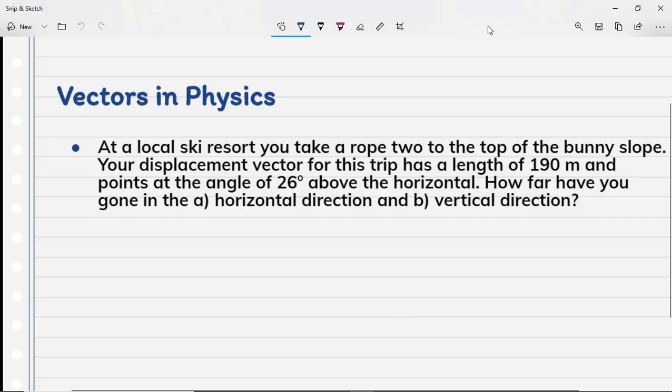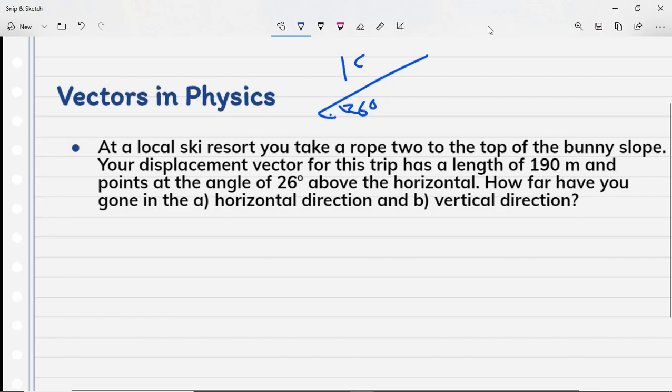At a local ski resort, you take a rope to the top of the bunny slope. Your displacement vector for this trip has a length of 190 meters, and it points at an angle of 26 degrees above the horizontal. How far have you gone in the horizontal direction and vertical direction? So let's map this out a little bit. We know that we start down here and we go up in a horizontal direction. We're 26 degrees.